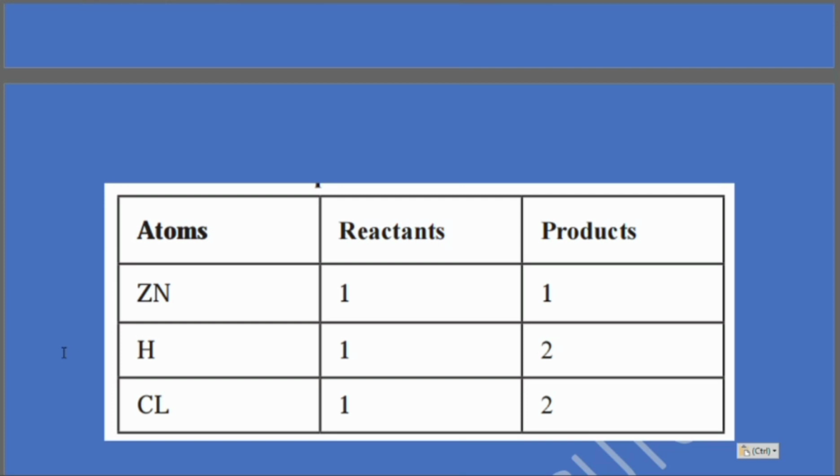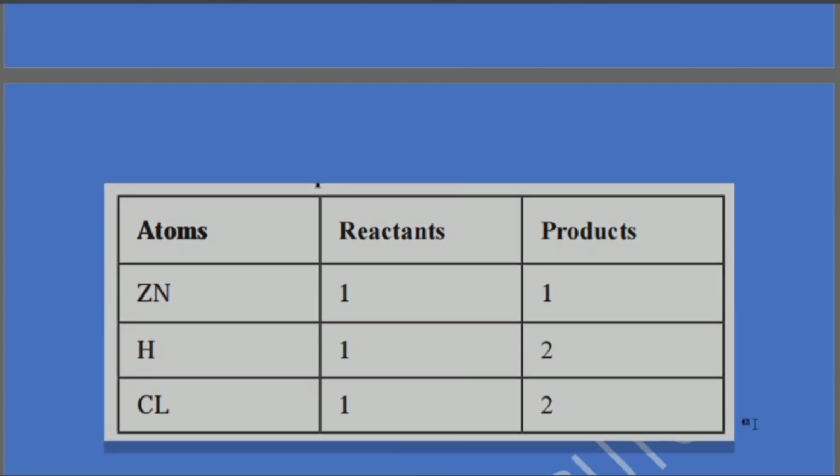So if you look at the reactants and the product, zinc is already balanced, but hydrogen and chlorine are not. So we need to have two hydrogen atoms and two chlorine atoms on the reactant side to see that they are all balanced.